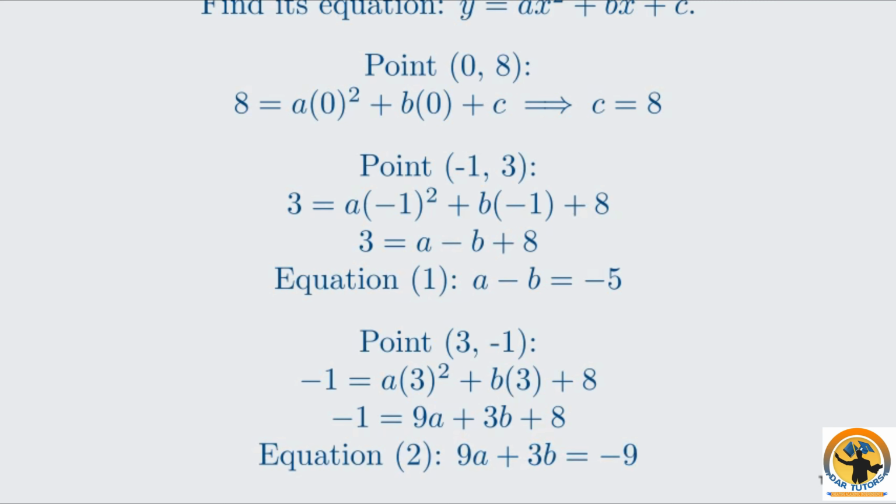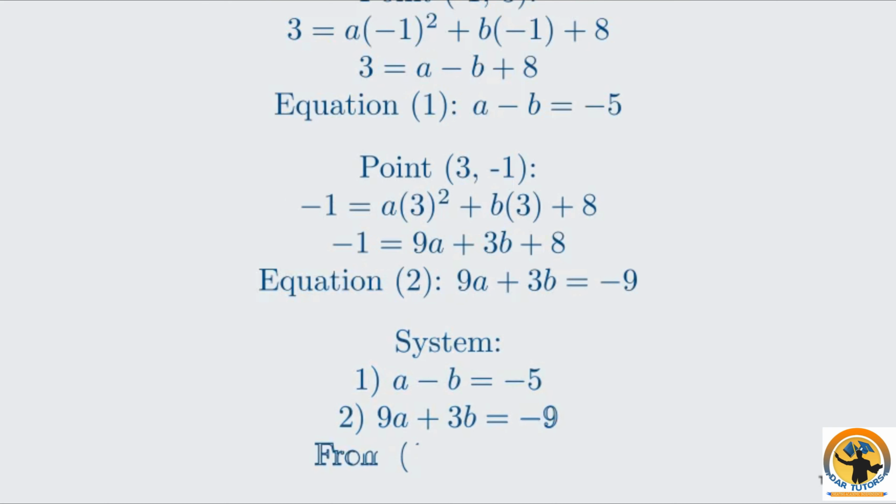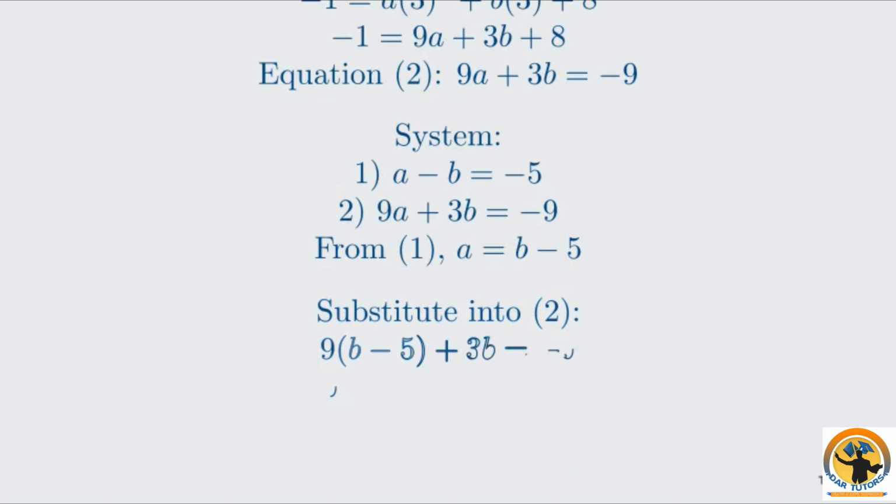Let's solve them simultaneously. Our system is a minus b equals negative 5 and 9a plus 3b equals negative 9. From the first equation, we can write a equals b minus 5. Let's substitute this into the second equation. 9 times the quantity b minus 5 plus 3b equals negative 9. This expands to 9b minus 45 plus 3b equals negative 9. Combining terms gives 12b minus 45 equals negative 9.